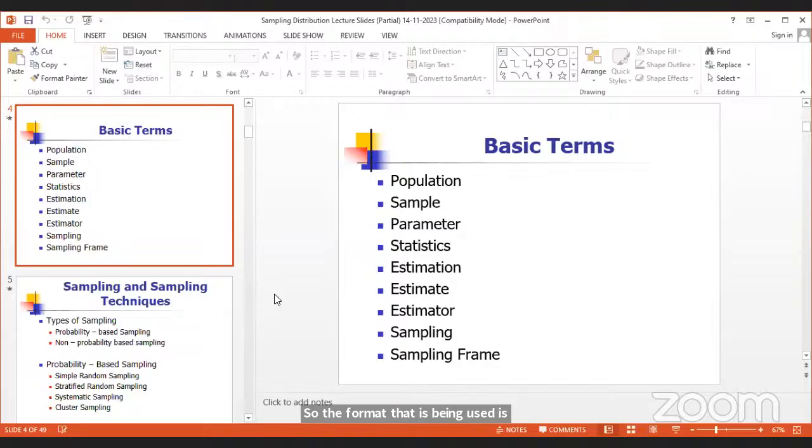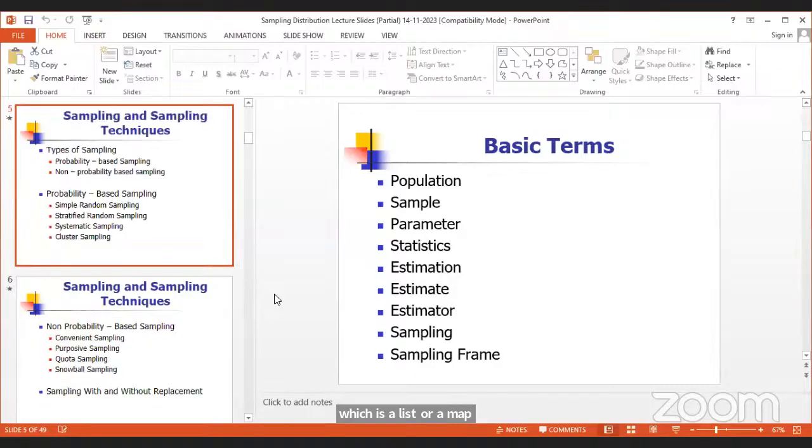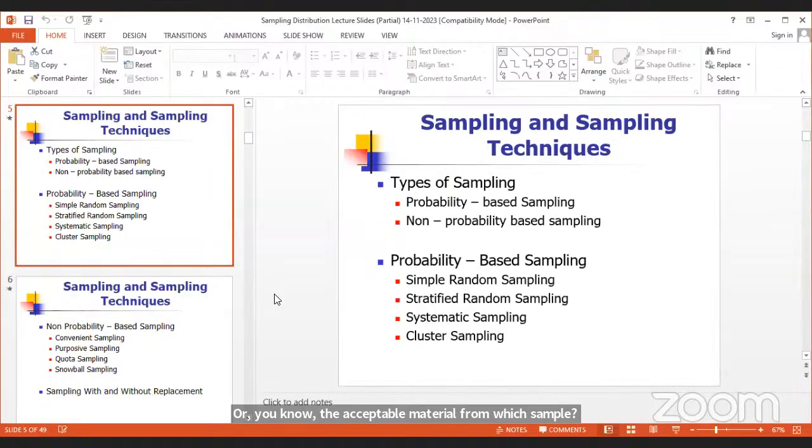Then we defined sampling. Sampling is a procedure of taking a sample from the population. And then we have a sampling frame, which is a list or a map or any other acceptable material from which a sample can be taken. And then we discussed the different types of sampling. And we have two major groupings. We have probability-based sampling and non-probability-based sampling.